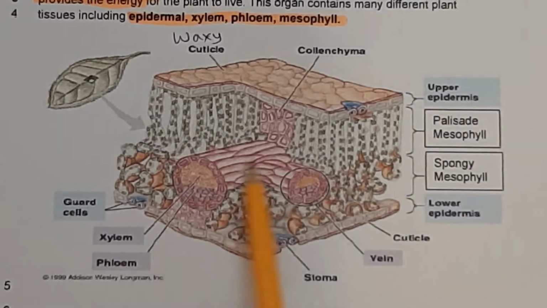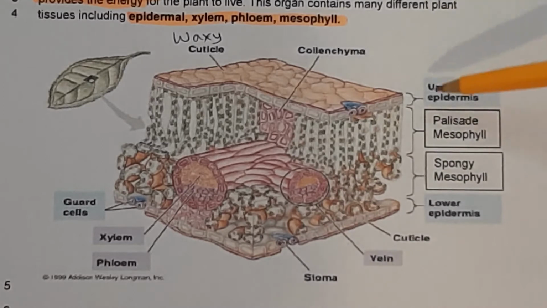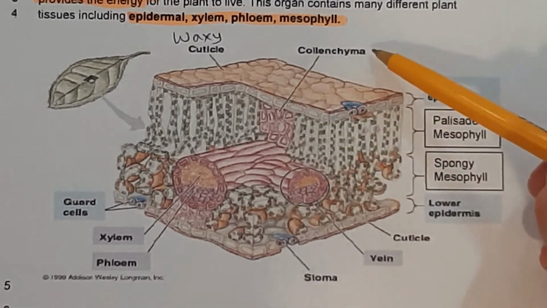Now, here we have a vein, a bit like humans have veins that transport blood. Plants have veins, but their veins are divided into two different parts with two different tissues. We have the xylem tissue here, transporting water and ions. We have the phloem tissue at the bottom here, in sort of pinky purple colour, and that transports the sugars. Okay, this here is the collenchyma. We're not going to worry too much about the collenchyma for now.